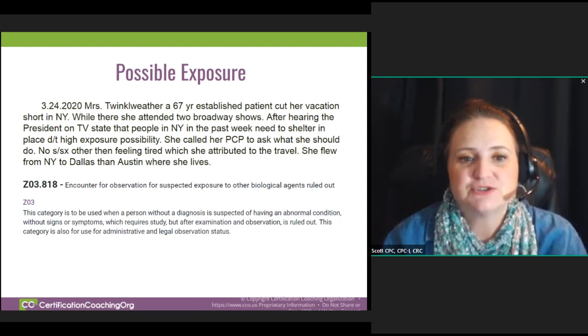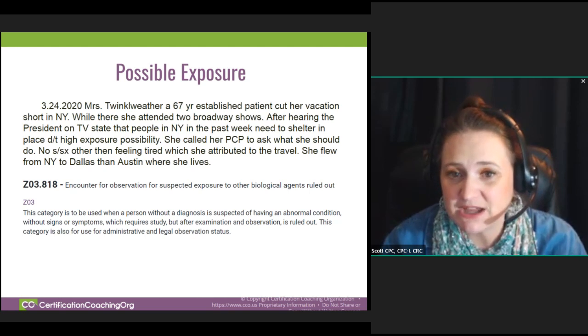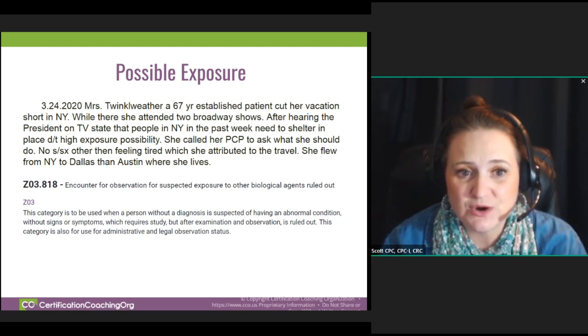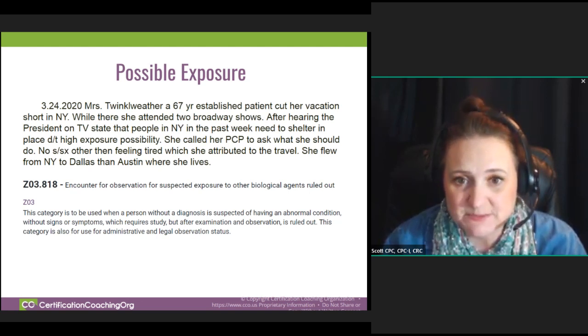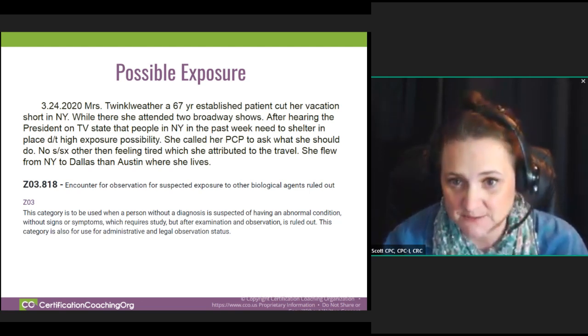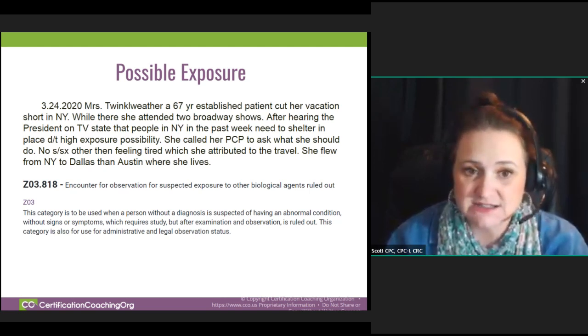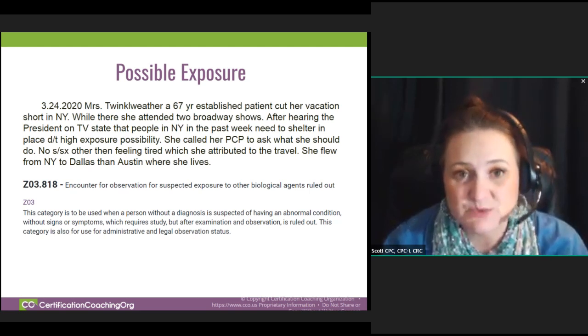So Mrs. Tingleweather, I love that, a 67-year-old established patient, cut her vacation short in New York. While there, she attended two Broadway shows. After hearing the president on TV state that people in New York in the past week need to shelter in place due to high exposure possibility, she called her PCP to ask what she should do. She had no signs and symptoms other than feeling tired, which she attributed to her traveling. She flew from New York to Dallas, because Dallas is a hub, and then from Dallas to Austin, which is like a puddle flight, because that's where she lives.